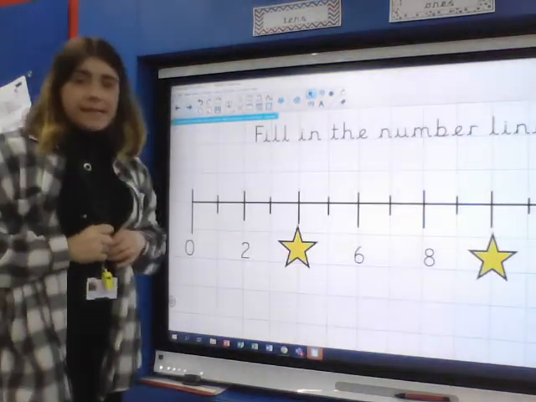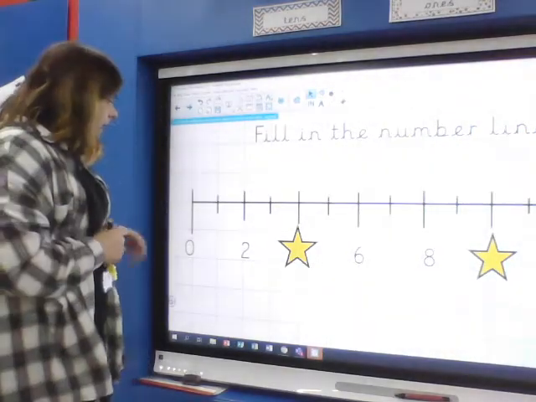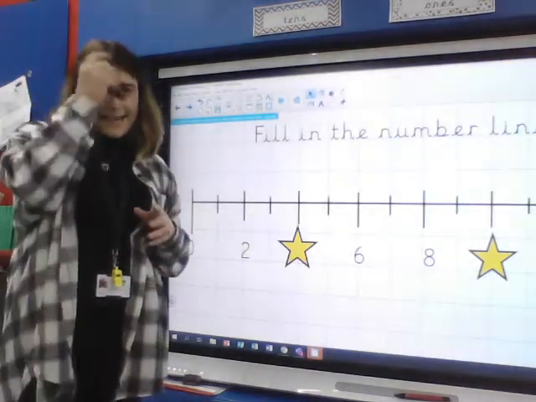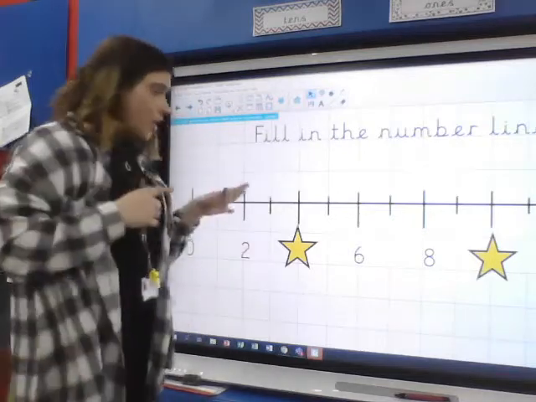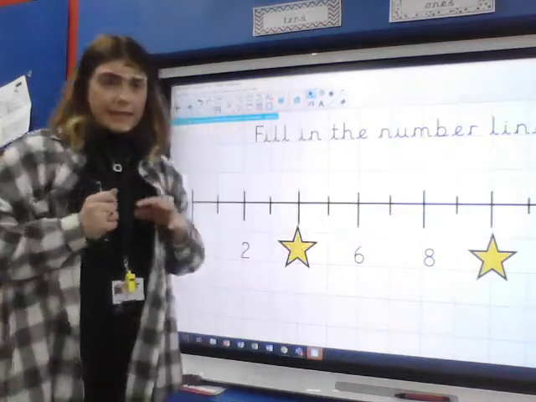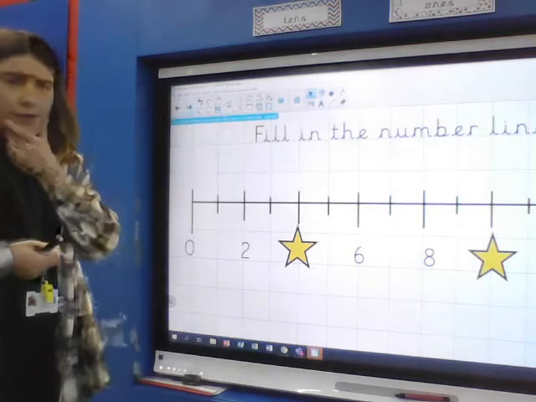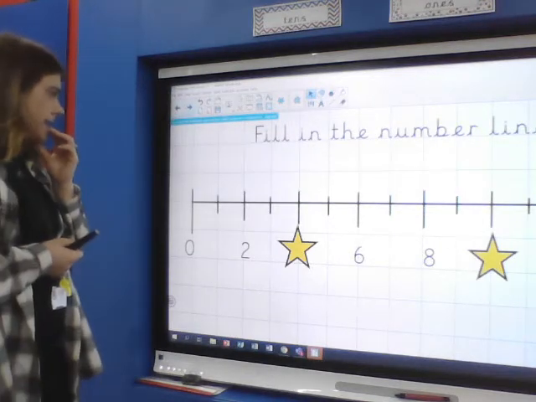Okay, so Mrs. Wood's got a number line here. Now I've got some missing numbers, so I need to use the number line to help me to work out what is missing on my number line. So first of all, I'm going to see what my number line is counting in.